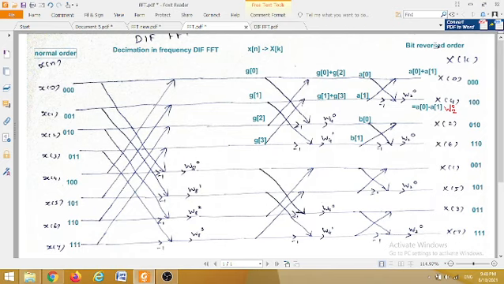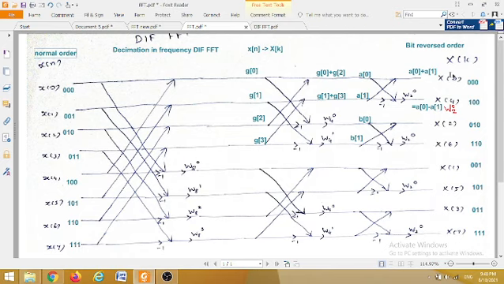X of k would be in the bit reversed order. So here we have 0, 1, 2, 3, 4, 5, 6, 7, and their binary representation. The bit reversal of the input x of n: 0, 0, 0 means 0, 0, 0. 0, 0, 1 means it is 1, 0, 0. This is called the bit reversal. Similarly 0, 1, 1 means it is 1, 1, 0. And 1, 0, 0 means it is 0, 0, 1. And 1, 1, 0 means it is 0, 1, 1. Some other cases will have the same value either way. So this is the bit reversed order.